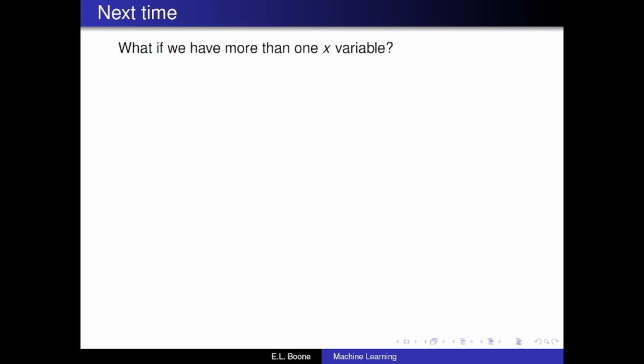So here we got one variable. Now we're going to say, what if we have more than one variable? And what if we have more than two categories? How do we handle it when we have multiple categories for our Y and multiple X variables for our predictors?